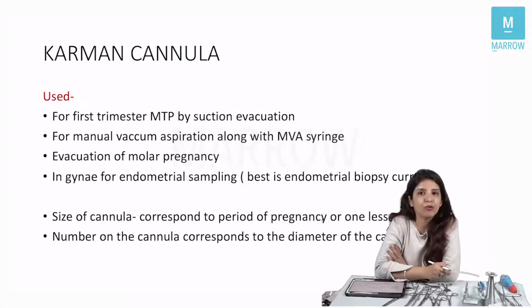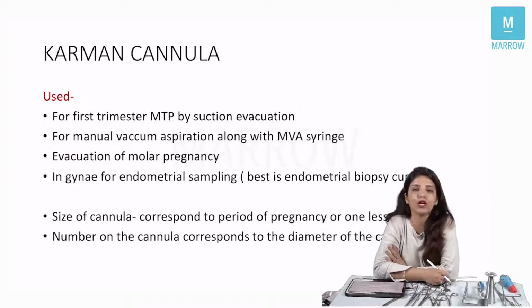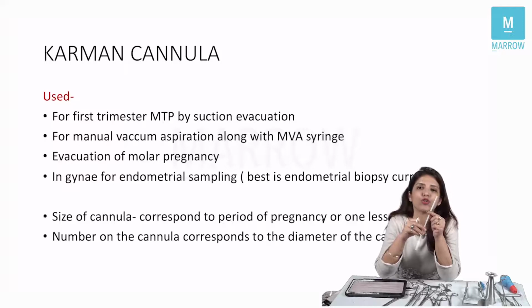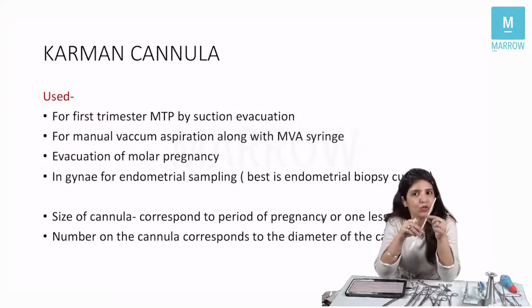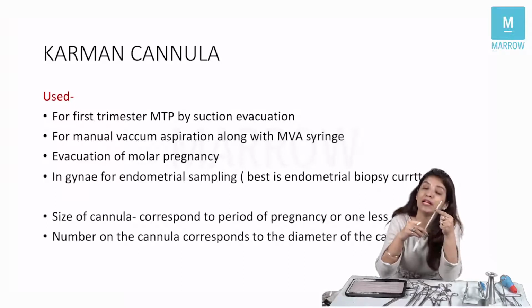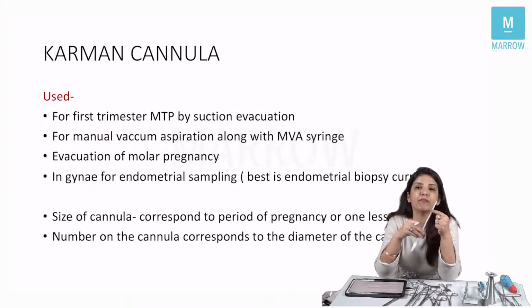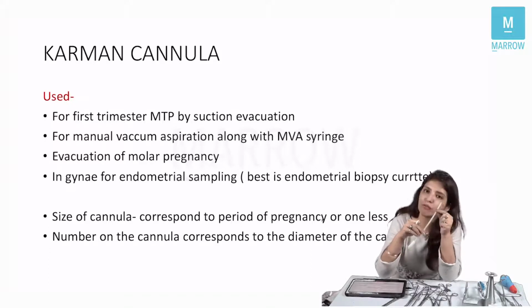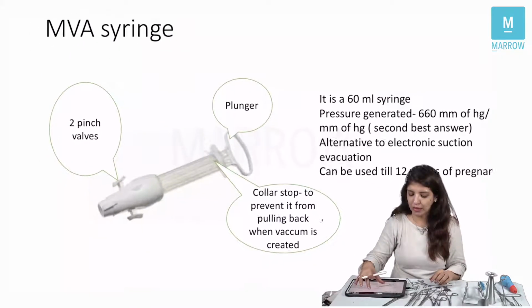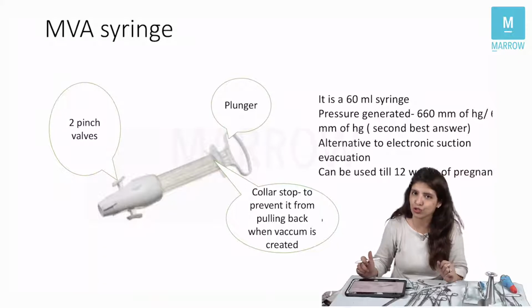The next viva question is, what should be the size of the cannula? Remember, the size of the cannula should be equal to the period of pregnancy, or it should be one less. And a very important viva question is, the size of the cannula corresponds to what? It corresponds to the diameter of the cannula in millimeters. So if there is a number 8 cannula, that means the diameter of the cannula is 8 millimeters, right?